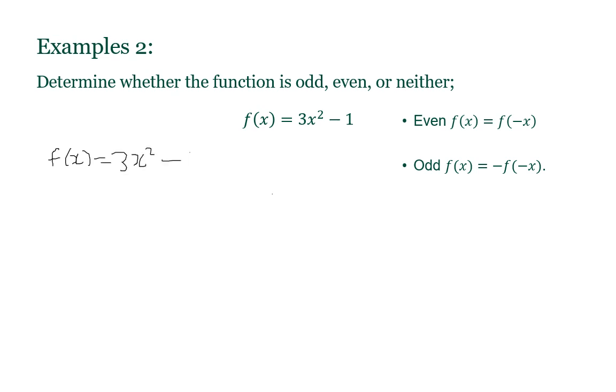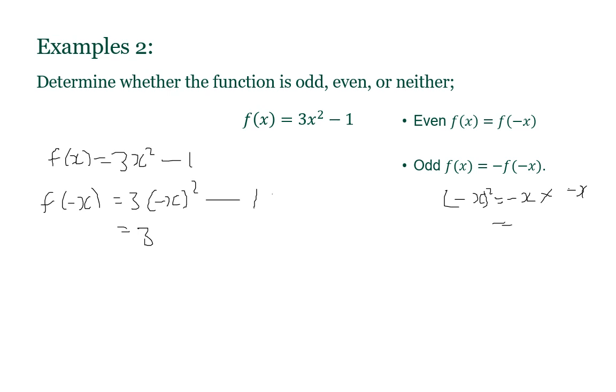Then the next step, as we did in the previous example, f of minus x. That is wherever we have x, substitute it with minus x. So this will be 3 times minus x squared minus 1. Then minus x squared is just minus x times minus x, and minus times minus is plus, x times x, so this will just give us x squared. So we'll have 3x squared minus 1.